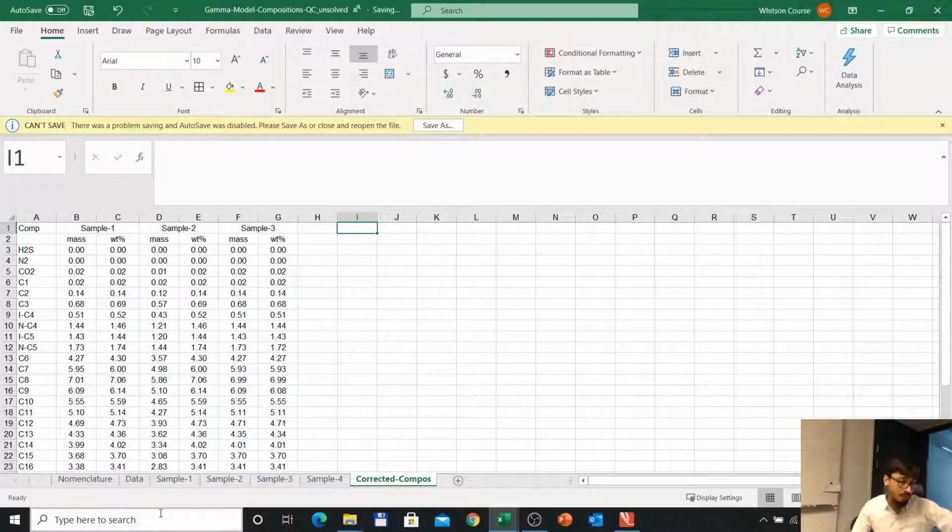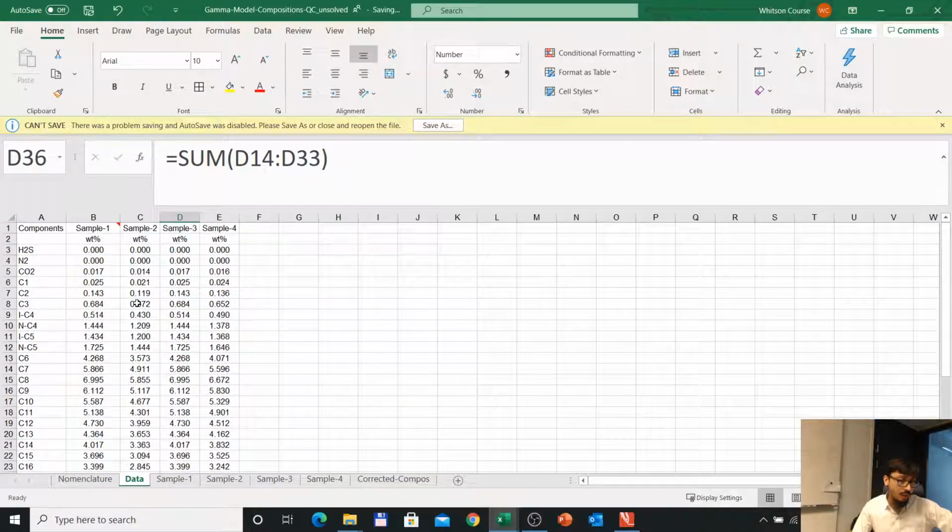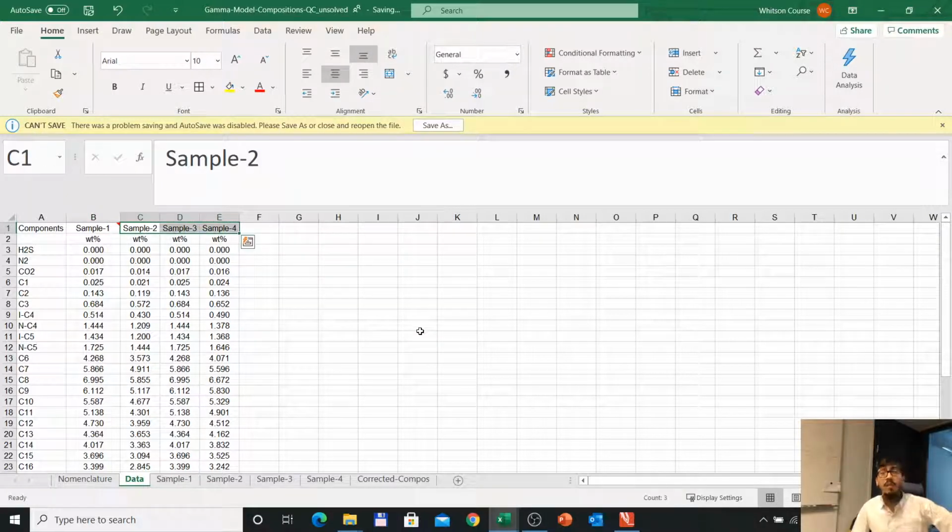When we look at the data that we actually used for these calculations, this first sample is from our PVT report, the gas condensate PVT report. And these three samples were synthetically created, and each of them had a different type of error: baseline shift, internal standard, and the third one had both errors. Those errors we created synthetically for illustration purposes.